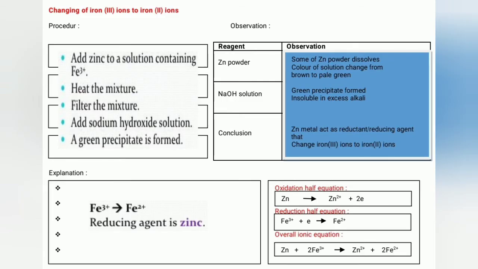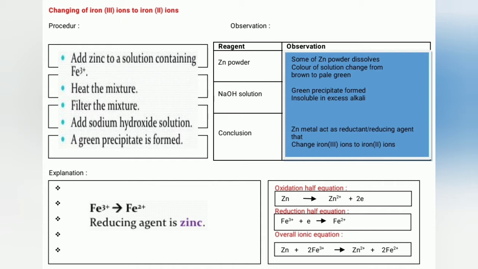To investigate oxidation and reduction in the change of iron(III) ions to iron(II) ions. In this reaction, zinc powder reduces iron(III) ions to iron(II) ions. The presence of iron(II) ions is confirmed by the formation of green precipitate with sodium hydroxide solution.